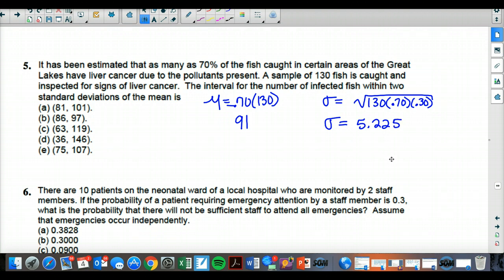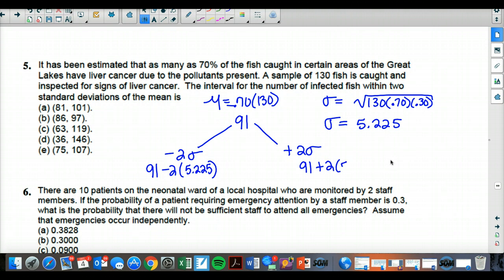And then for your standard deviation, you said my sample size is 130 times success times failure, which is 5.225. And then it says the interval for the number of infected fish within 2 standard deviations of the mean. So I'm going to take 91, add 2 standard deviations, and subtract 2 standard deviations. So 91 minus 2 times 5.225, and 91 plus 2 times 5.225, because it said 2 standard deviations.